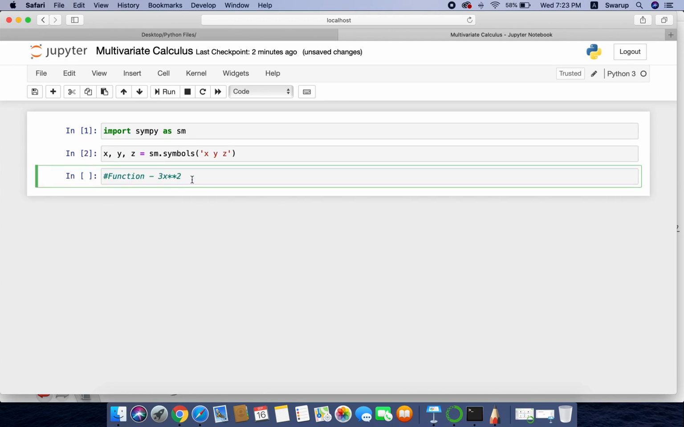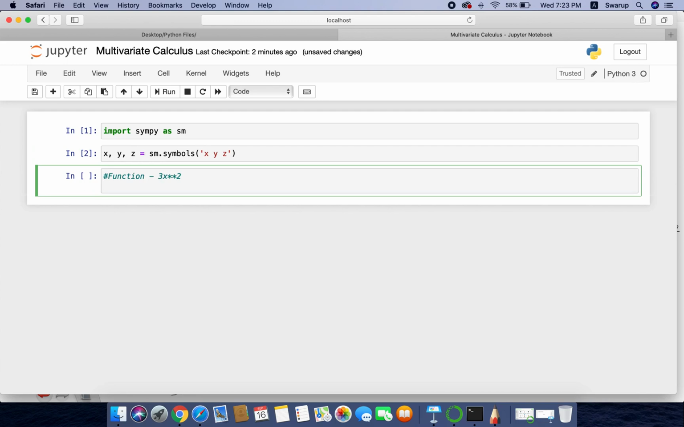Now to find out the differentiation of the function 3x square, we can use this function within sympy called diff, which stands for differentiation. And here we can pass the function, that is 3 into x square. Square means two asterisks, multiplication means one asterisk. So this represents 3x square.